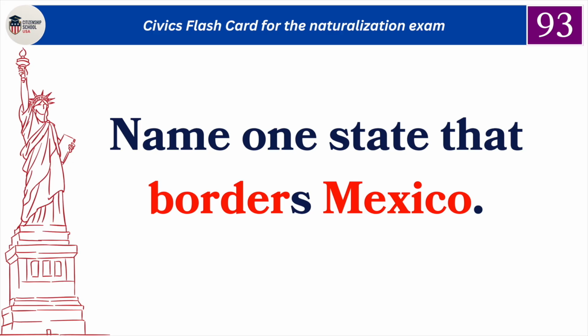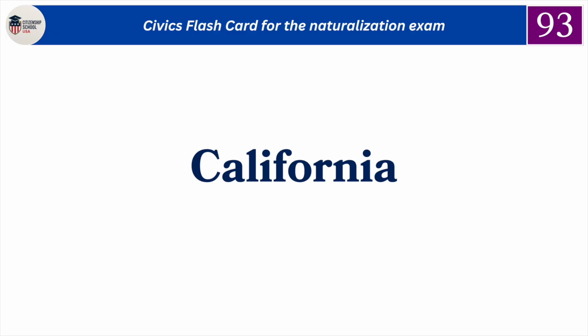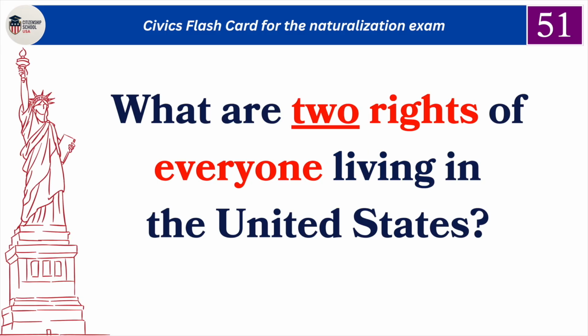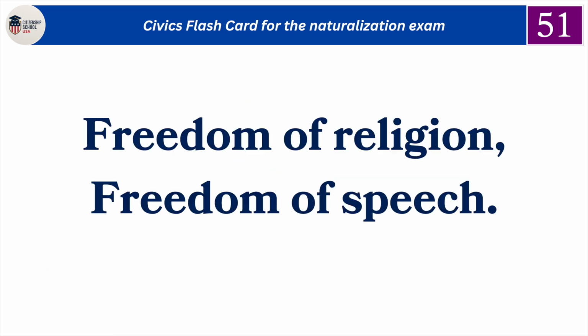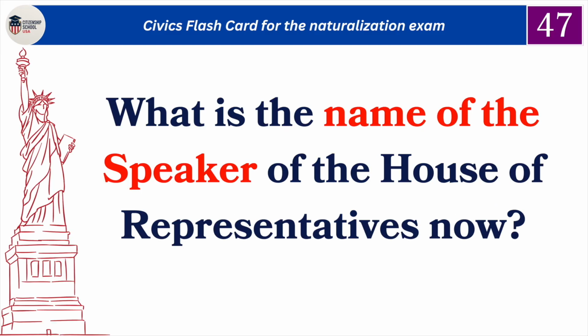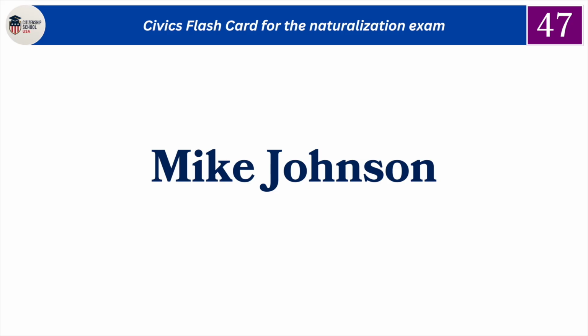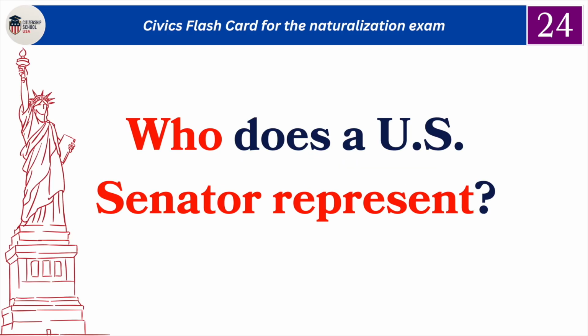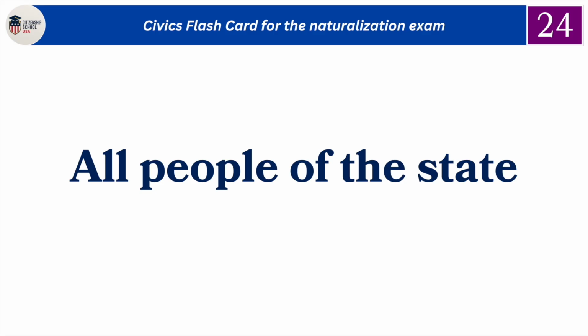Name one state that borders Mexico. California. What are 2 rights of everyone living in the United States? Freedom of speech. Freedom of religion. What is the name of the Speaker of the House of Representatives now? Mike Johnson. Who does a U.S. Senator represent? All people of the state.